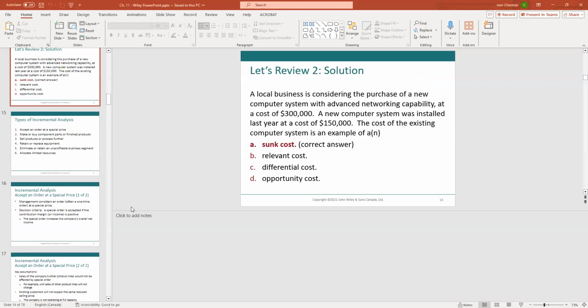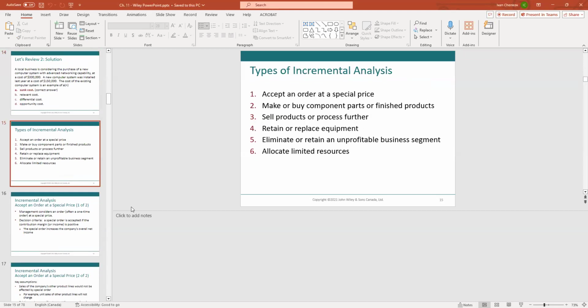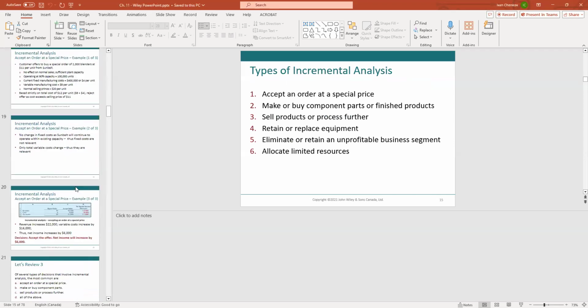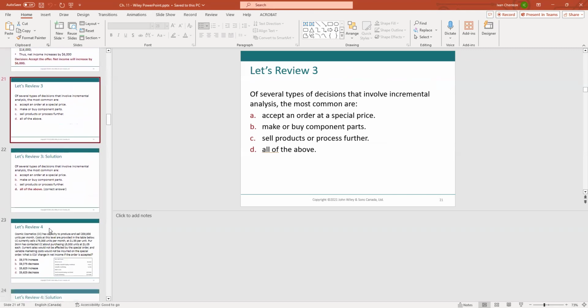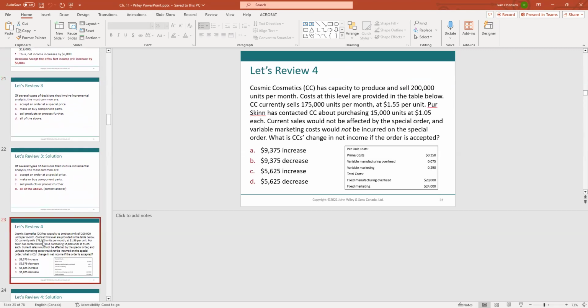So in the incremental analysis, which are the 6 decisions? Those are the 6 decisions, except for a special order: make or buy, sell, retain or replace, eliminate, and allocate. So the question asks, it's all of the above. All of the above, right? Yes. So let's do this question now.